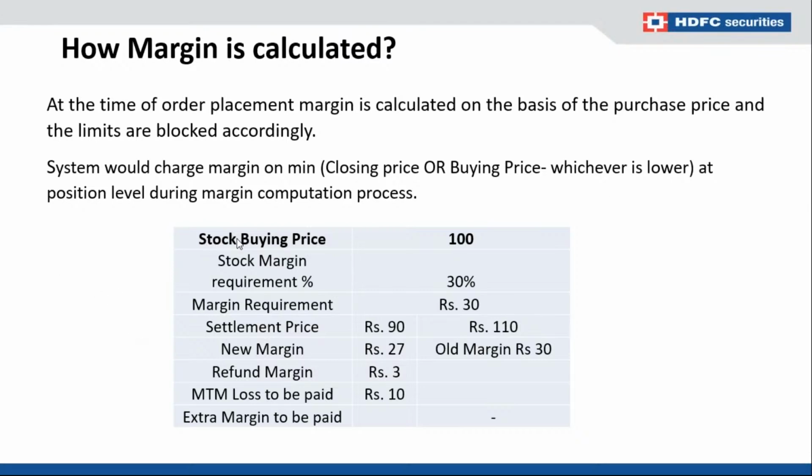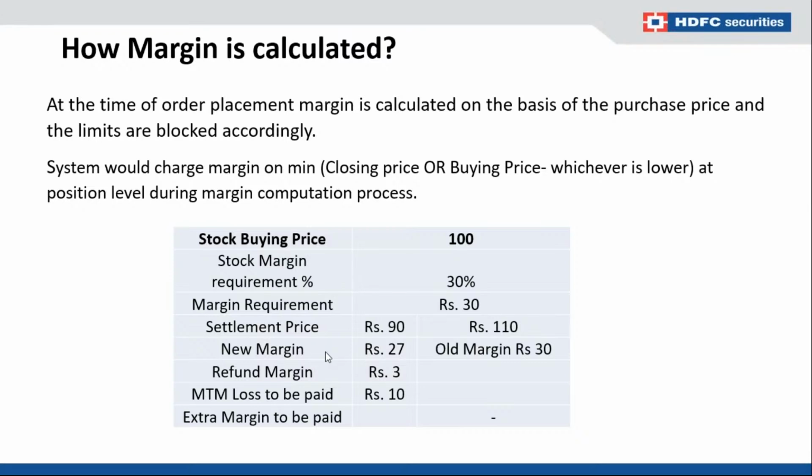So how is it calculated? For example, you are buying the stock at the price of rupees 100, and the stock margin required is 30%. That is, your margin requirement is 30. So if you already have 30 rupees in your account, you can purchase a stock worth 100 rupees. The settlement price is 90. For example, the market falls down.